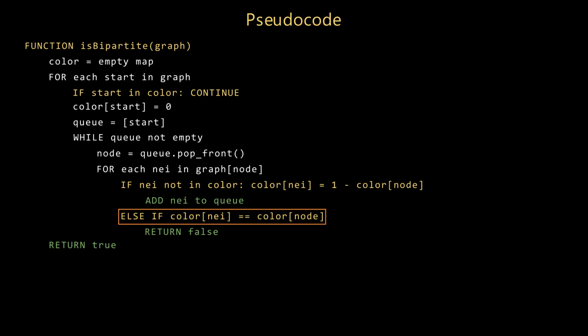If the neighbor already has the same color, the two-color rule failed. Return false immediately for that conflict. If every component finishes with no conflict, return true.